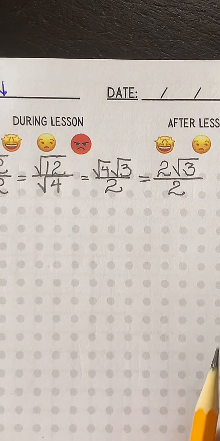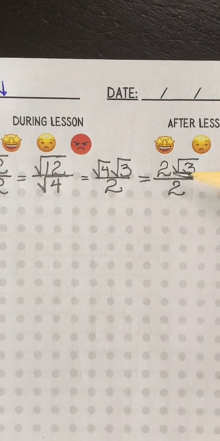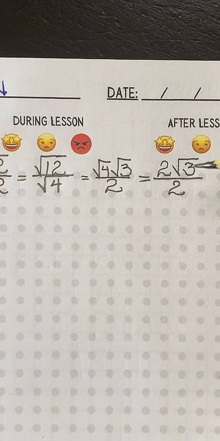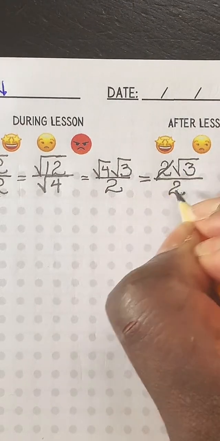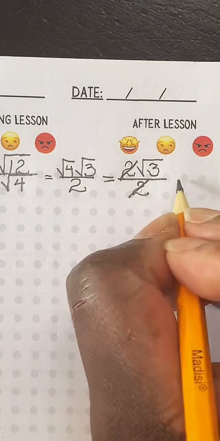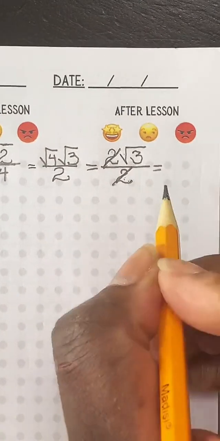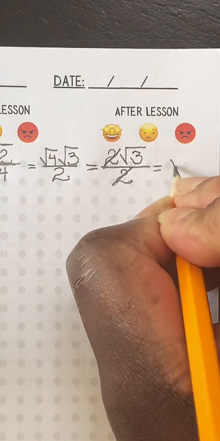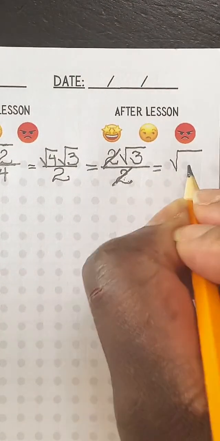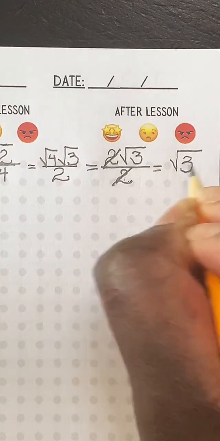So now, with this, I have 2 divided by 2. These two are whole numbers, and when I divide them, they cancel out to give me a 1. But in this instance, I don't have to put the 1 because the 1 is always understood, since there's one radical here. But that radical is the square root of 3.